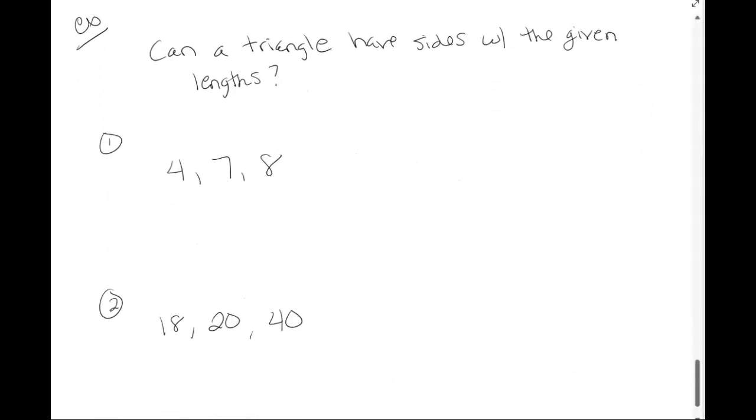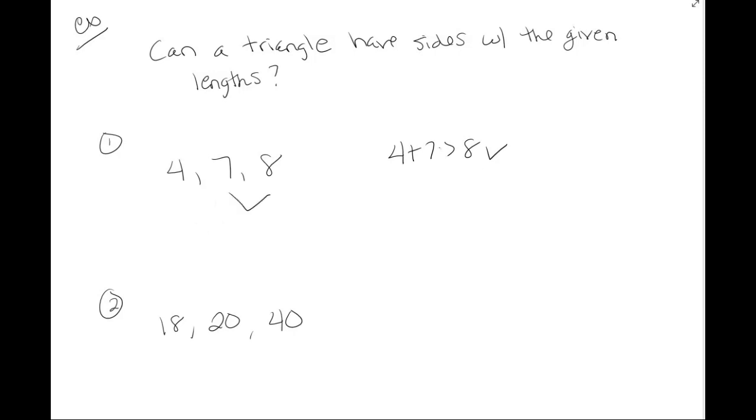All right, finally, can a triangle have sides with the given lengths? Our last theorem said that the sum of any 2 sides of a triangle has to be greater than the third side. So in order to test whether the side lengths are okay for a triangle, we have to add all of the combinations and make sure that they're bigger than the third side. For example, if I add 4 and 7, I get 11. 11 is bigger than 8, so that checks out.